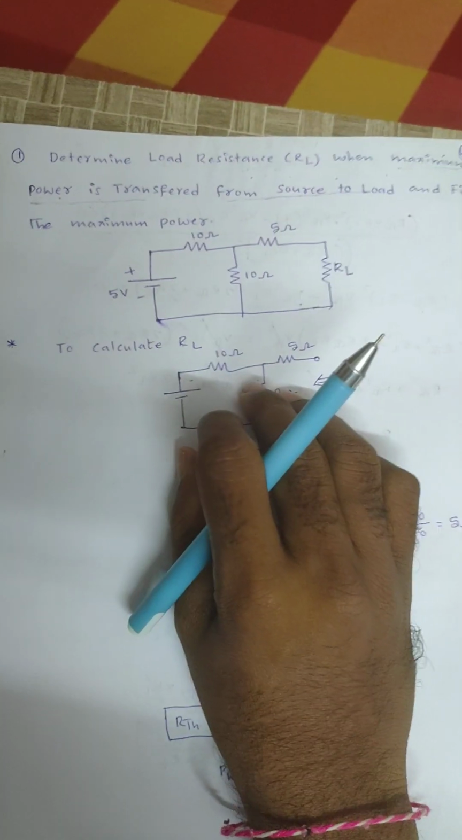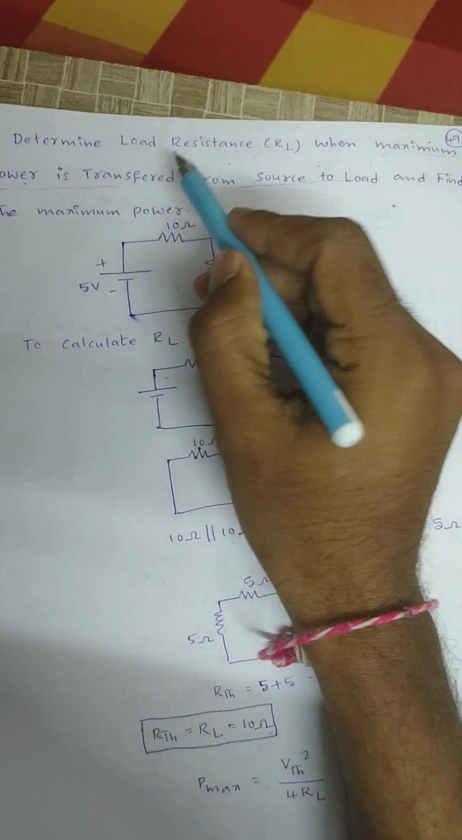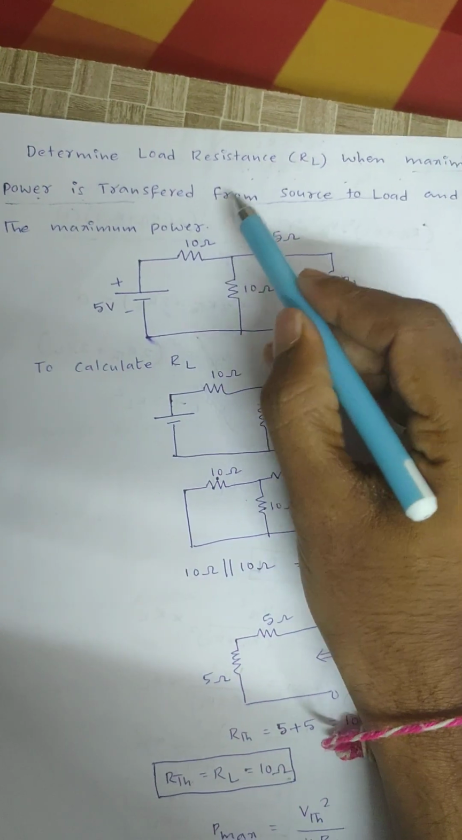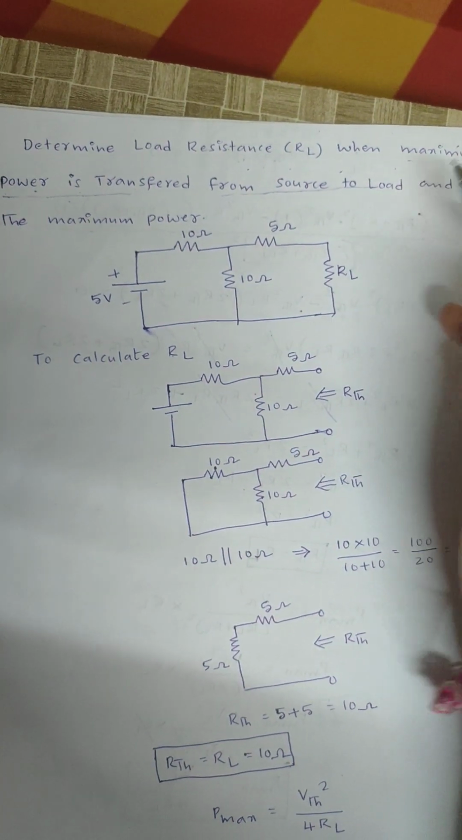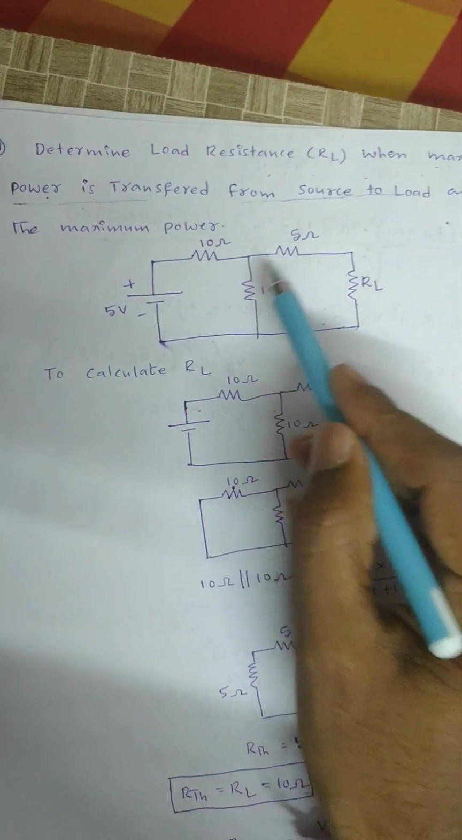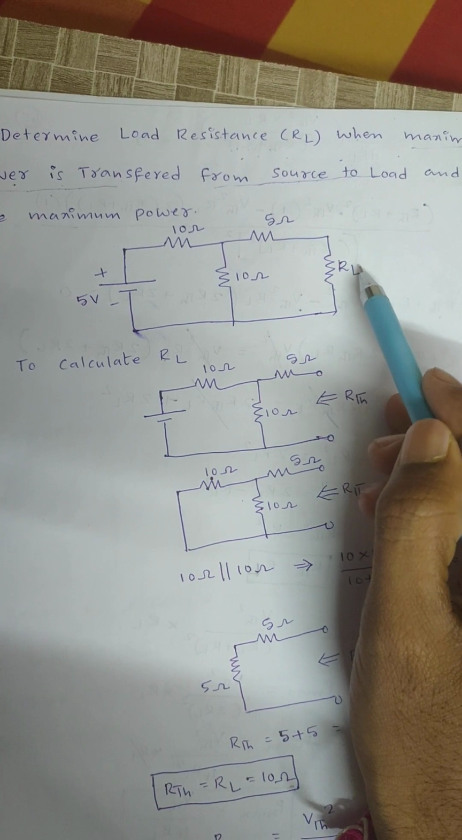Good morning all. Now we will solve one problem on maximum power transfer theorem. Determine the load resistance RL when maximum power is transferred from source to load, and also determine the maximum power. This is the given circuit. In the circuit, first of all I need to calculate load resistance RL.